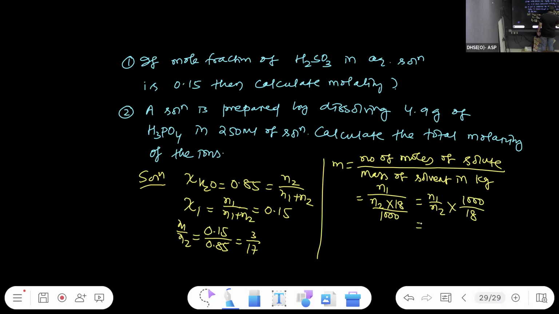So N1 by N2 is 3 upon 17, 1000 by 18, that is 55.56. So the answer is 55.56 into 3 divided by 17. So it is coming as 9.8, 9.805 molality. Did you understand? If you could not do it, quickly note it down.